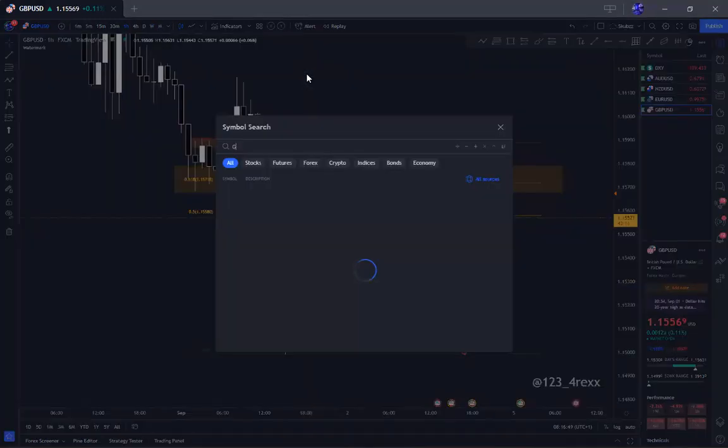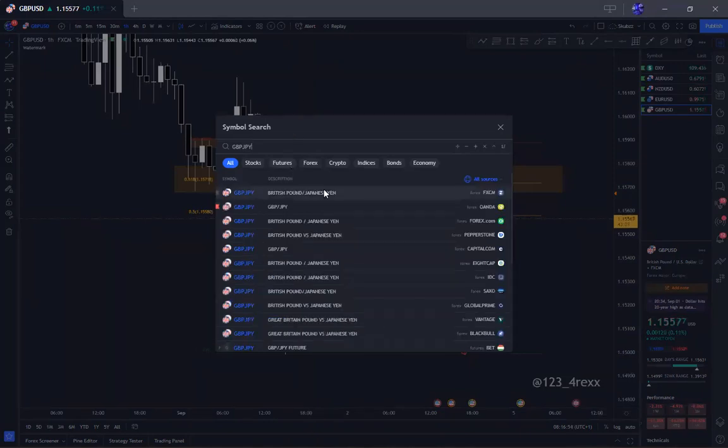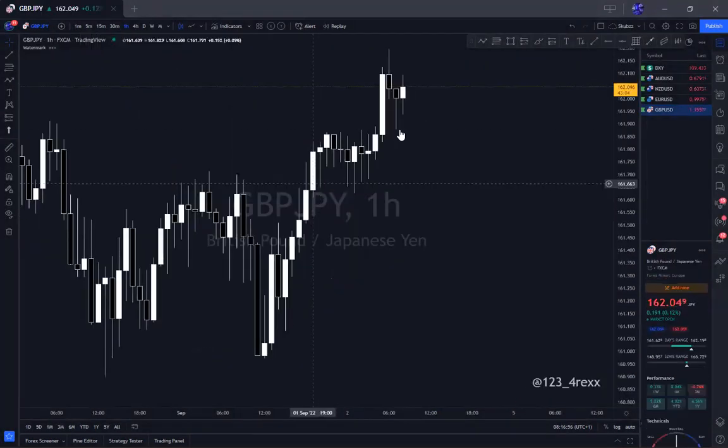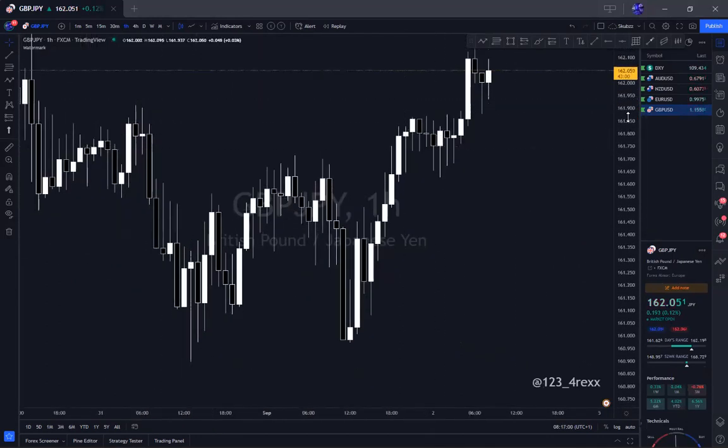JPY first. I think I promised you guys that I was going to look at that short retracement strategy and I've not started.